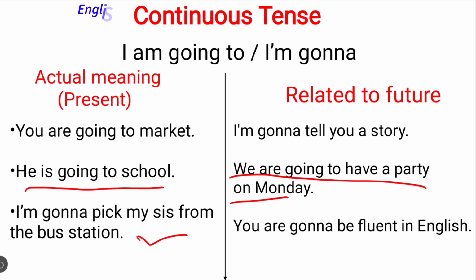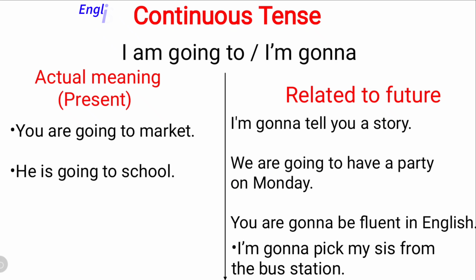You're going to be fluent in English. It is also about the future. And I'm going to pick my sister from the bus station. It is also future. So I'm going to pick, you're going to be fluent, we are going to have, I'm going to tell. So gonna tell, gonna have, gonna be fluent, gonna pick. So these are the sentences where we have used a verb after gonna.